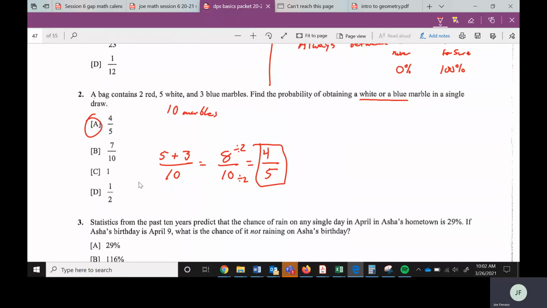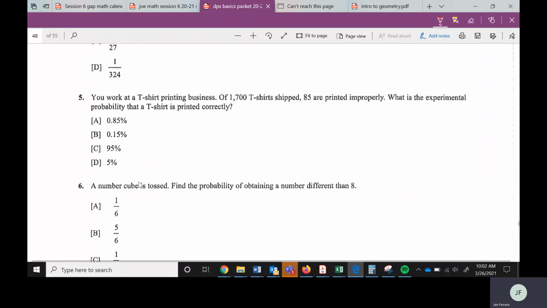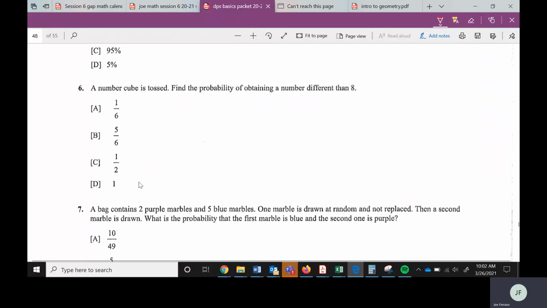Okay. All right, we're going to keep just trying to fly through these. Afterwards, if there's ones I went too fast on, just ask a question. A number cube, so we're going to number 6 here. Sometimes there can be some that almost seem too easy, or they can almost seem tricky. It says a number cube is tossed. Find the probability of obtaining a number different than 8.